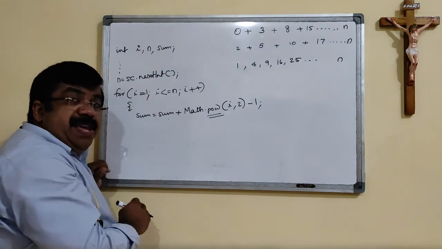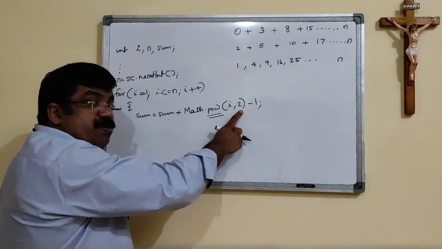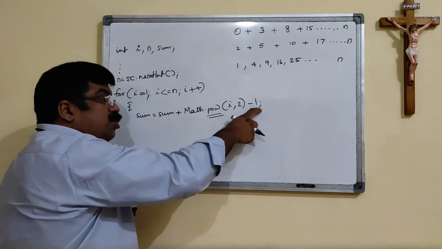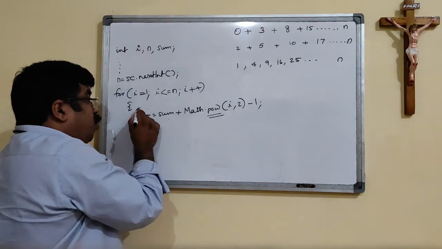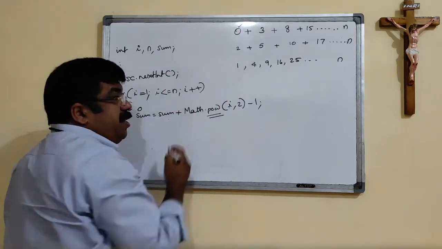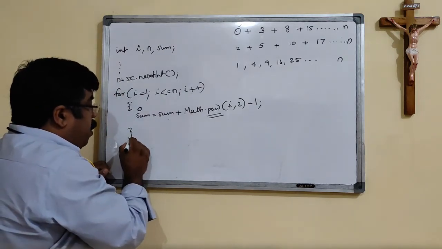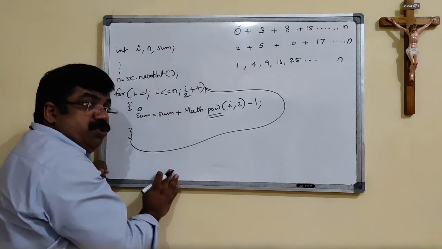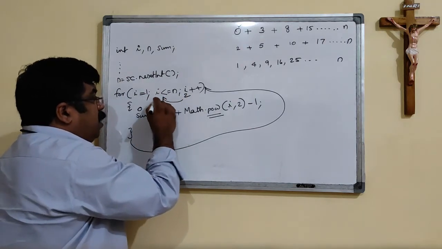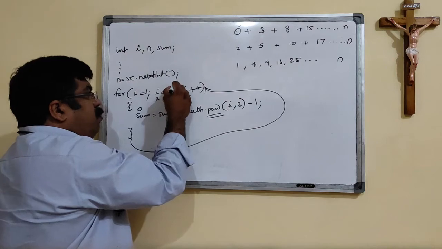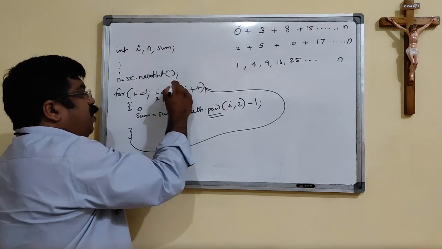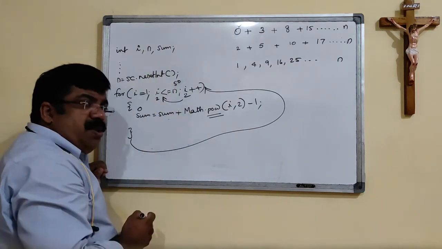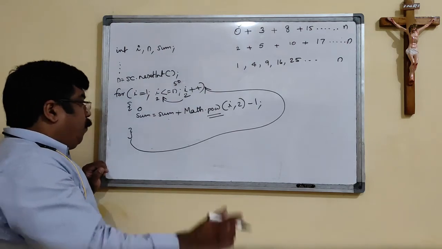What is the value of i? 1. 1, 2 means 1 square. 1 square minus 1 is 0. 0 is added. Next, what will happen? The i is getting incremented. i became 2. Checking 2 less than n. Just assume n is 50 or something. Yes, 2 less than 50, the condition is true.